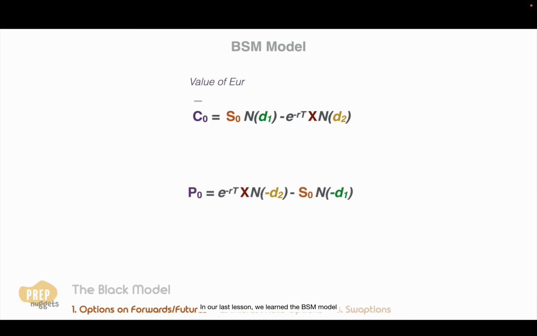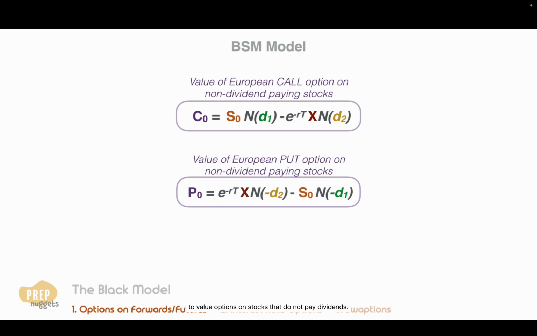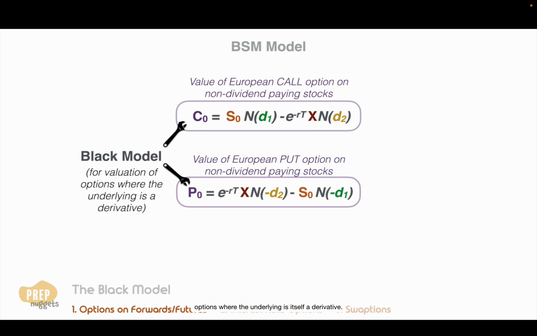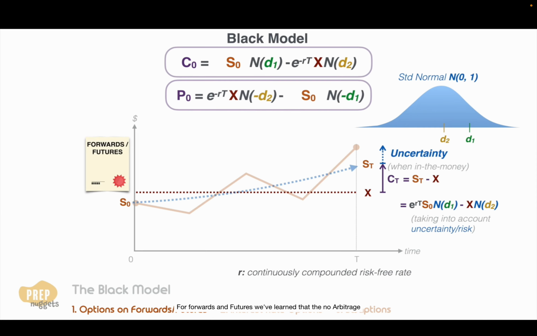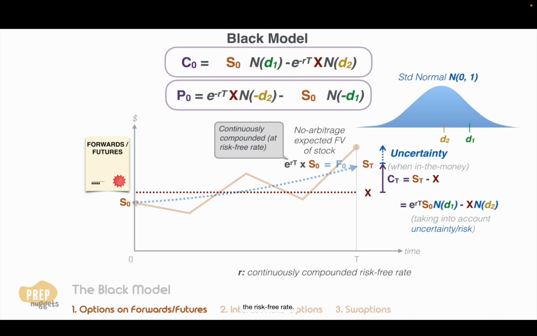In our last lesson, we learned the BSM model to value options on stocks that do not pay dividends. With some modification, the model can be used on options where the underlying is itself a derivative. For forwards and futures, we've learned that the no arbitrage forward price is the spot price compounded by the risk-free rate. The spot price must therefore be the forward price discounted by the risk-free rate. We apply continuous compounding and discounting in this case, so the spot price term in the BSM model can be replaced with the discounted forward price term.